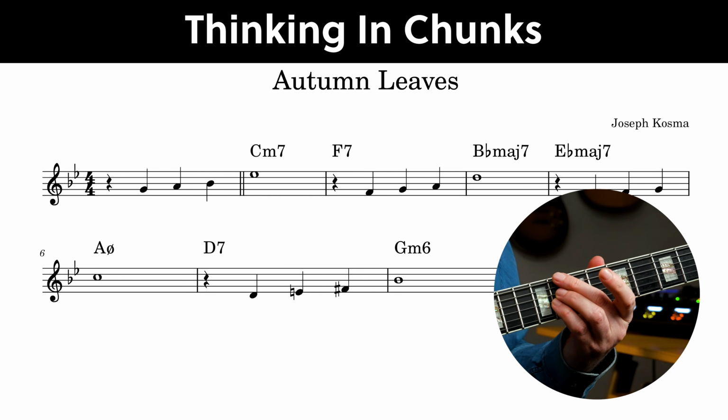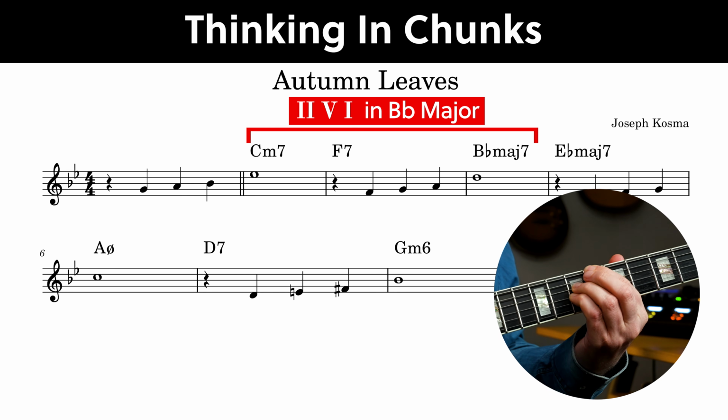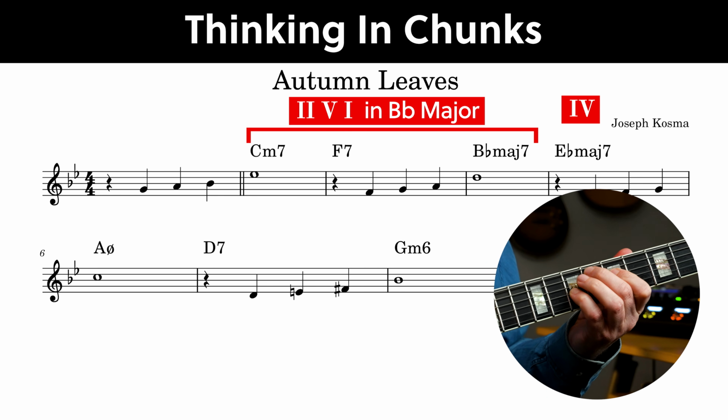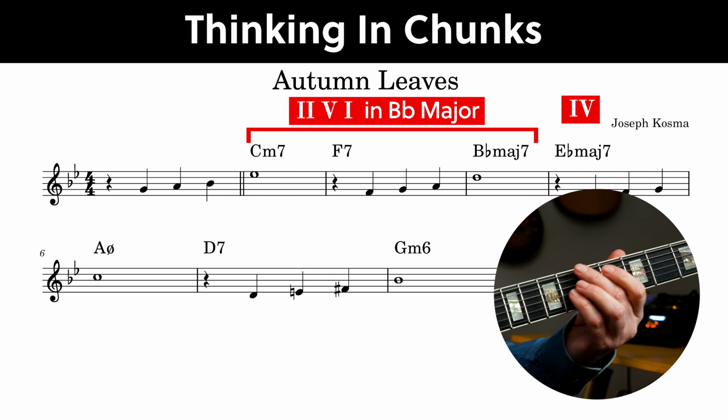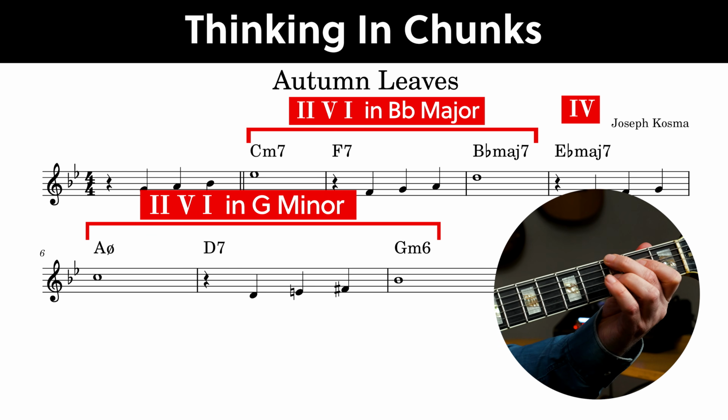2-5-1 in B flat major: C minor 7, F7 to B flat major 7, and then a bar of the 4 chord, E flat major 7, and then a 2-5-1 in G minor: A half diminished, D7 and G minor. So instead of 7 random chords, you're really just memorizing 3 things that already make sense to you. More on chunks later in the video.